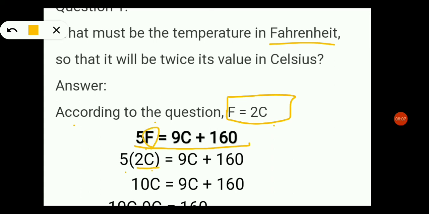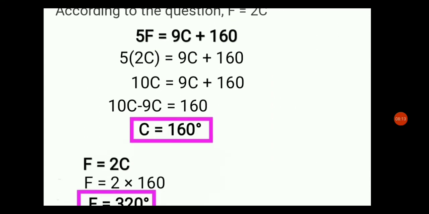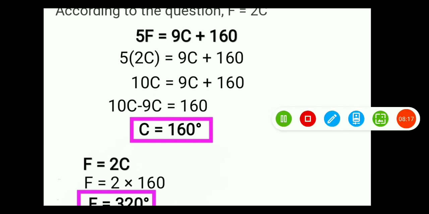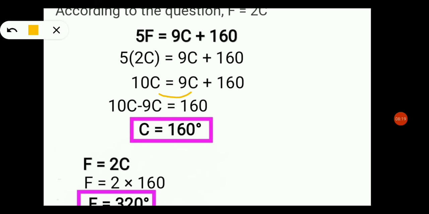So 5 into 2C is equal to 9C plus 160. 5 into 2 is 10. So 10C equals 9C plus 160. So the 9C, when moved across, positive becomes negative. So minus 9C. 10 minus 9, the answer is 1C, which is equal to C. That answer is 160. So C's answer is 160.